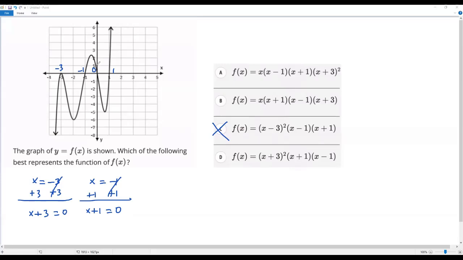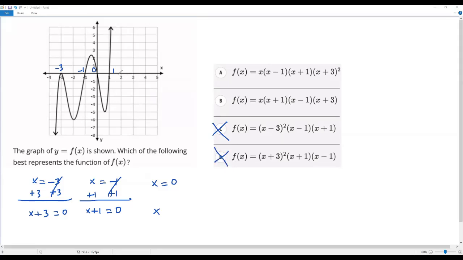Now let's move to the third x-intercept, that is x equals 0. Here we already have 0 on the right side. So the factor corresponding to this x-intercept is just x. Let's check the options where we get x as a factor. In option A, we find x as a factor. In option B also, we find x as a factor. But in option D, we don't find x as a factor. So we can reject option D.